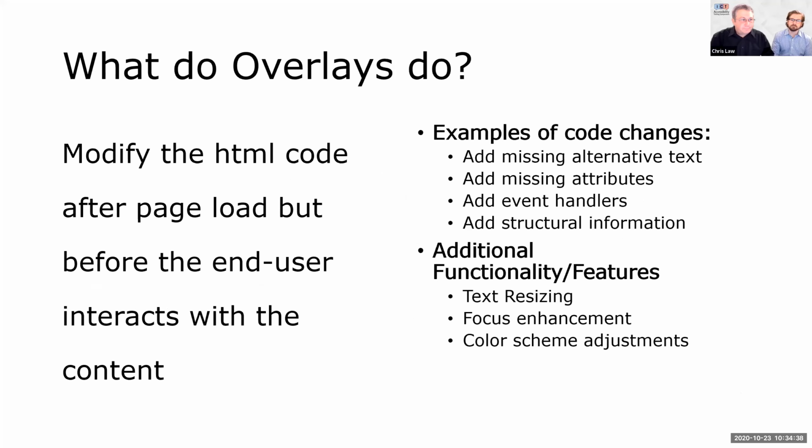So what do overlays actually do? They modify the HTML code after the page load, but before the end user interacts with the content. So things that they do to websites, code changes, they do things like add missing alternate text, add missing attributes, event handlers, structural information. They might add some sort of functionality or features like text resizing, focus enhancement, color scheme adjustments, those types of things.